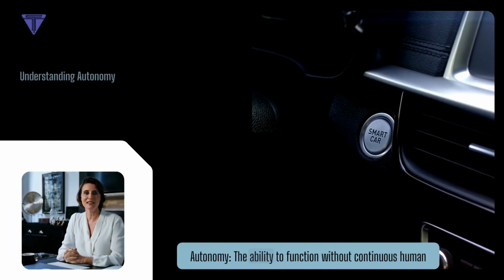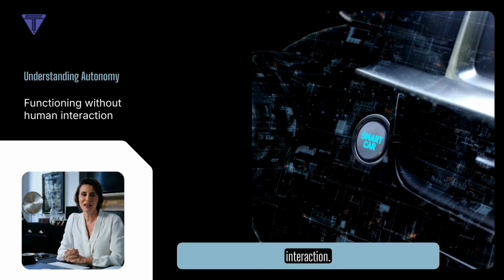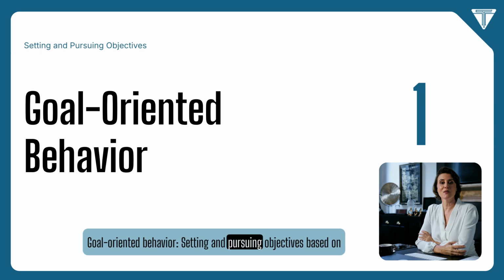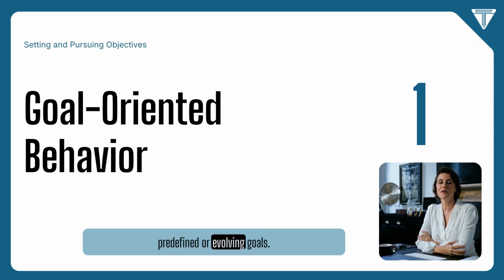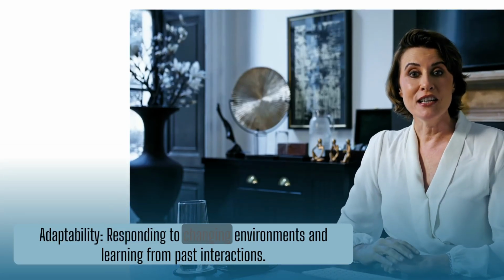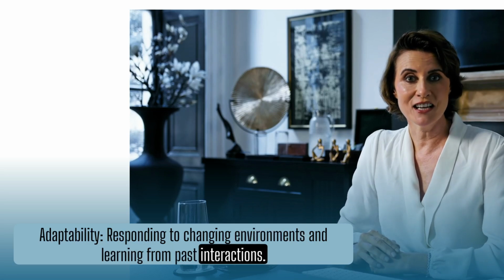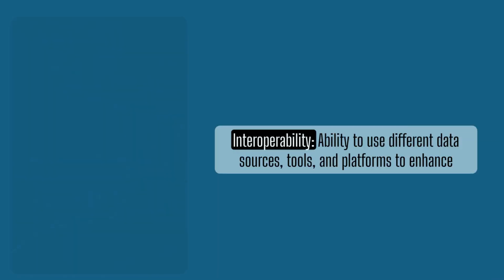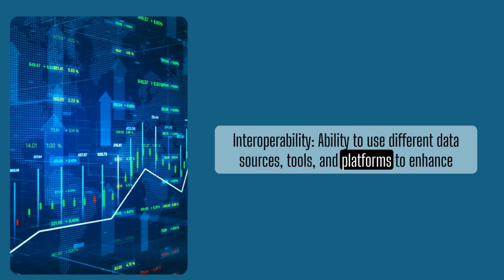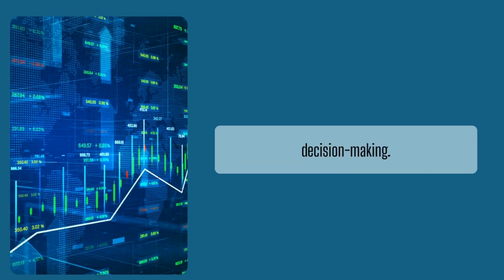Autonomy, the ability to function without continuous human interaction. Goal-oriented behavior, setting and pursuing objectives based on predefined or evolving goals. Adaptability, responding to changing environments and learning from past interactions. Interoperability, the ability to use different data sources, tools, and platforms to enhance decision-making.